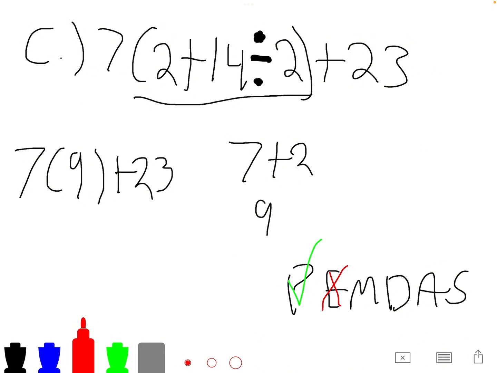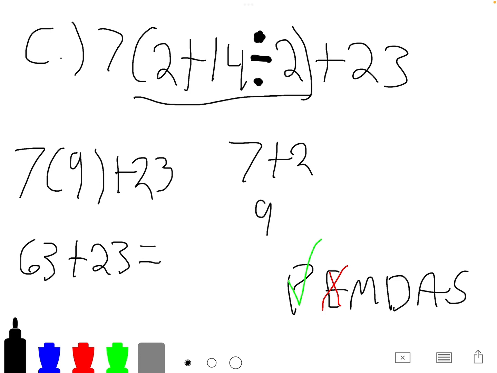Okay. On to multiplication. So 7 times 9 is 63. Plus 23, and that's what you're left with. 63 plus 23 is 86. So that is your answer for this problem.